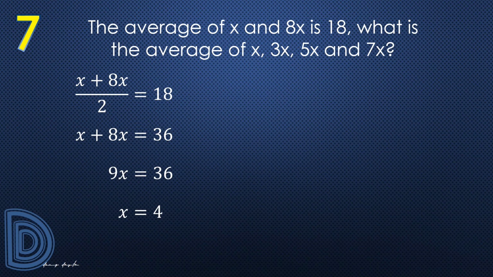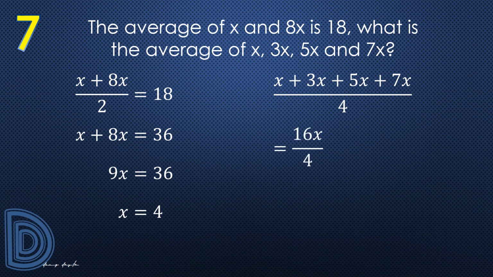We get the average of x, 3x, 5x, and 7x. Sum them up, divided by 4. So that is 16x over 4, or 4x. Therefore, the average is 4x, or 4 times 4, 16.